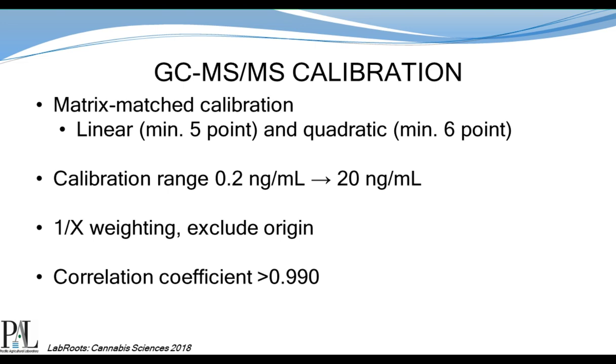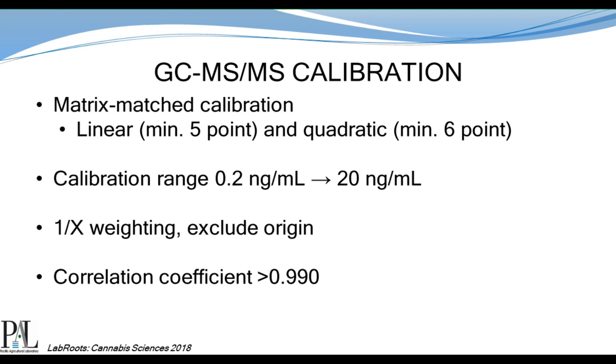Okay, our calibration technique, we're using matrix-matched calibrations. If we go linear, we've got at least 5 points. Quadratic, we're going 6 points. The calibration range, and this is also very important, is 0.2 nanograms per mL is the low point, and we run that up to 20 nanograms per mL for the GC. We use a 1/X weighting factor. We don't include the origin, and the correlation coefficient criteria is 0.990 or greater.